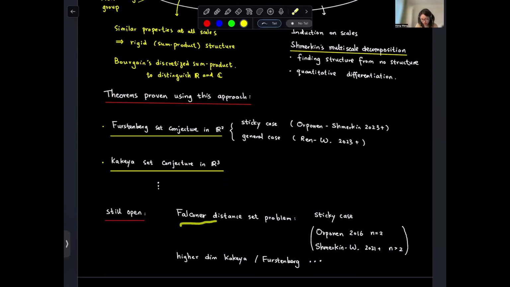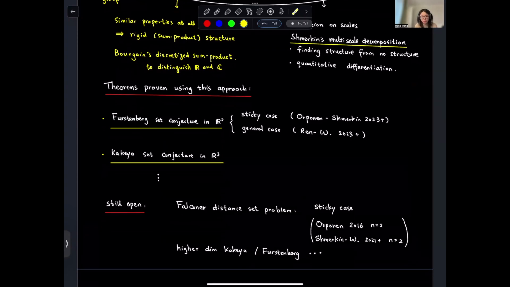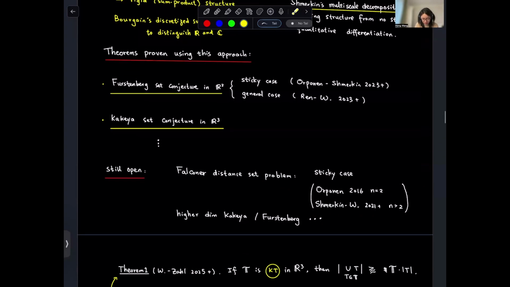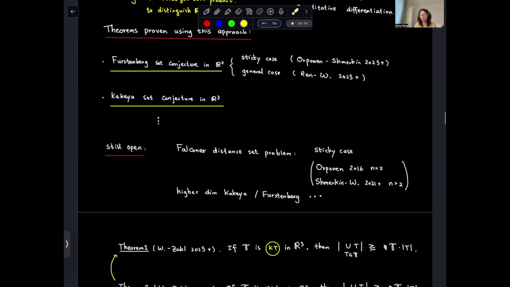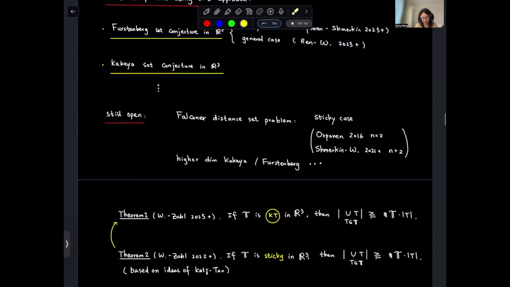There is the Falconer distance set problem, where the sticky case was proved by Thomas nine years ago, but the general case still remains very difficult. And also the higher dimensional Kakeya set problem or even the Furstenberg set problem. Okay, so in the remaining 10 minutes, I hope to talk about how to use this general strategy to study the Kakeya set conjecture in R³.